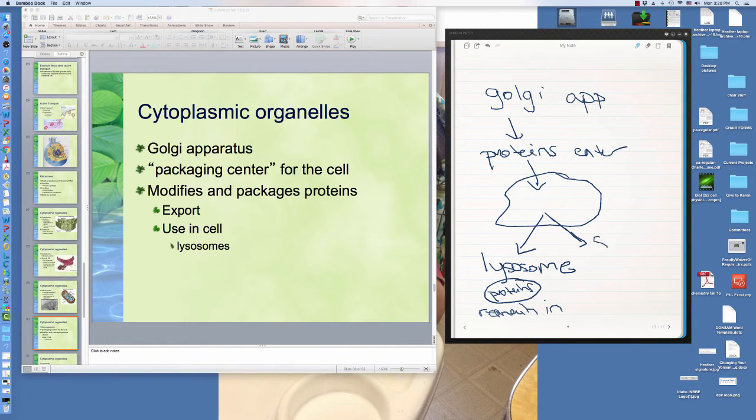Or they're packaged in what's called a secretory vesicle, which again is also a membrane that surrounds proteins. But in this case, these are proteins that are going to exit the cell to be used by some other cell. So proteins come into the Golgi apparatus and then they're packaged for distribution. Some of them into what are called lysosomes, which remain in the cell, some of them into secretory vesicles which exit the cell.